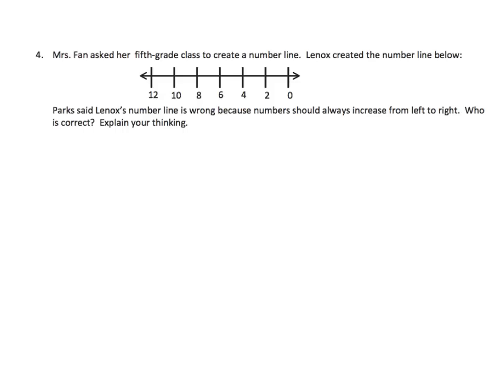Mrs. Fan asked her fifth grade class to create a number line. Lennox created the number line below. Parks says that the number line is wrong because numbers should always increase from left to right. Who is correct? Explain your thinking. Well, customarily they are. We do go from left to right. But actually we can go any direction we want, as we've seen from the examples throughout this particular lesson. They can go vertically, they can go horizontally, they can go diagonally, and they can increase or decrease in any direction. So Lennox is fine.